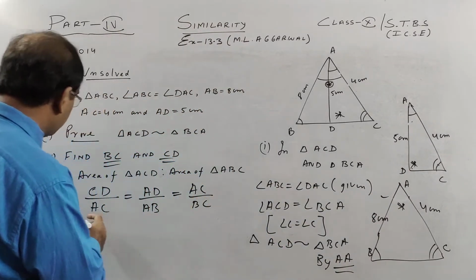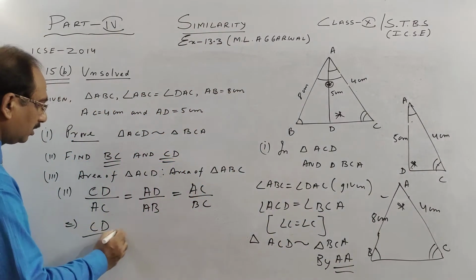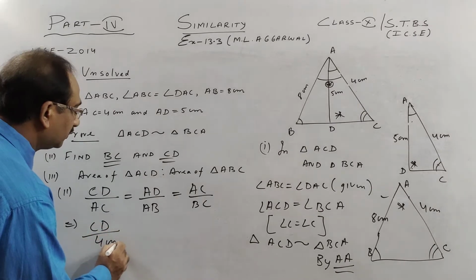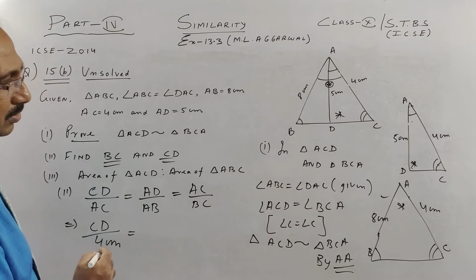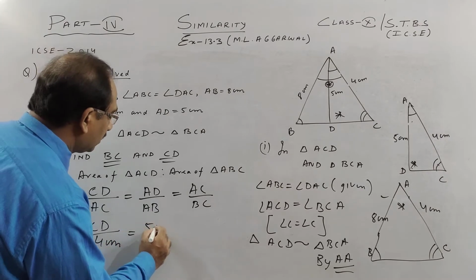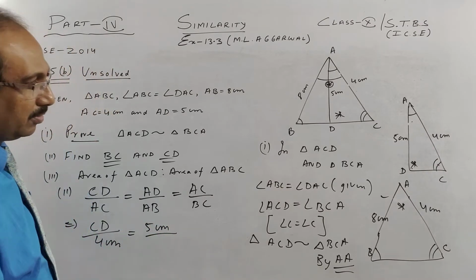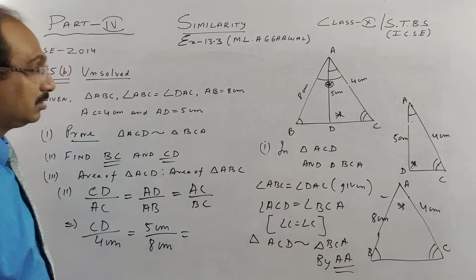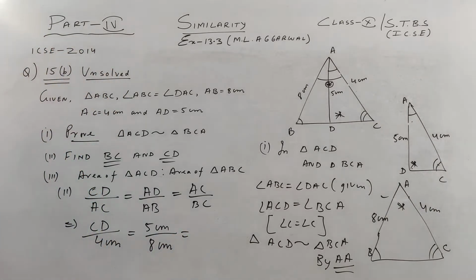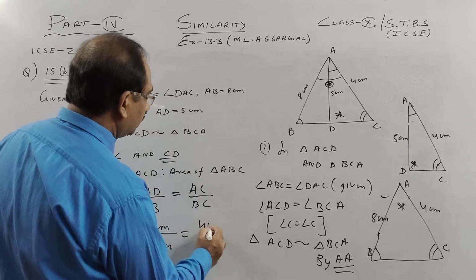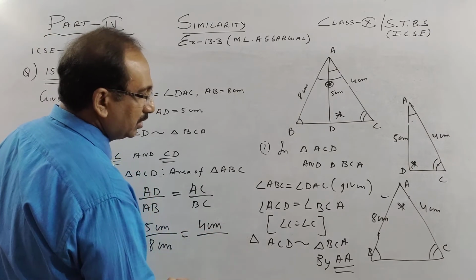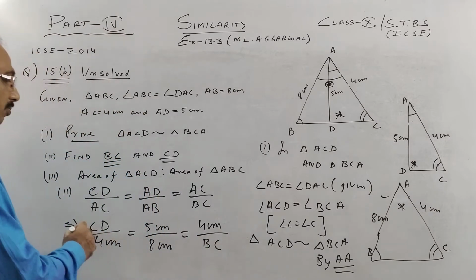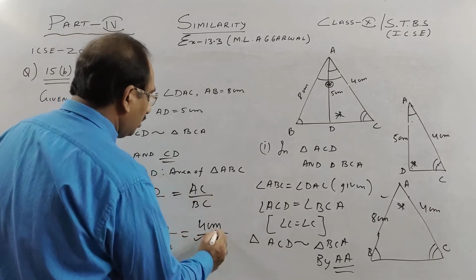So let us substitute and see. We have to get CD definitely. AC is given as 4 centimeter. AD, children, if you see, is given as 5 centimeter. AB, if you see, is given 8 centimeter. AC is given 4 centimeter. Okay, and BC we have to find also. So CD is the thing that automatically came, which we have to find.